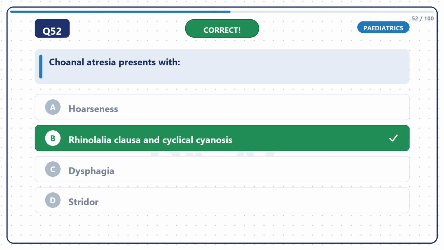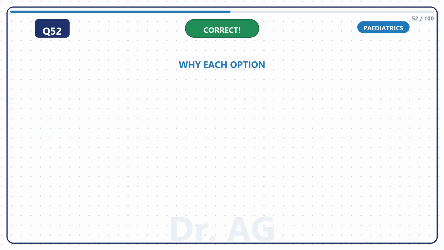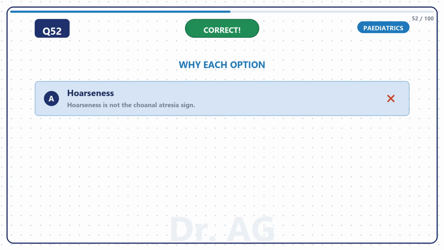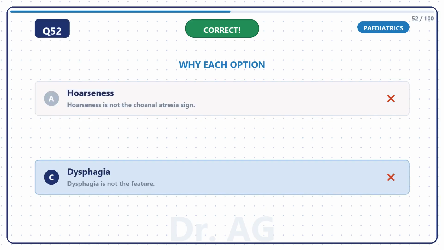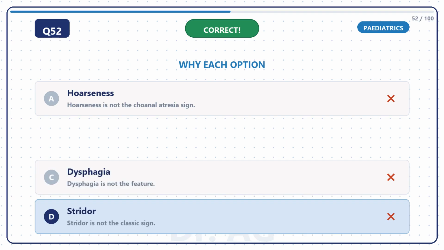The correct answer is option B. Rhinolalia clausa and cyclical cyanosis. Let's go through the options. Hoarseness. Hoarseness is not the choanal atresia sign. Dysphagia. Dysphagia is not the feature. Stridor. Stridor is not the classic sign.